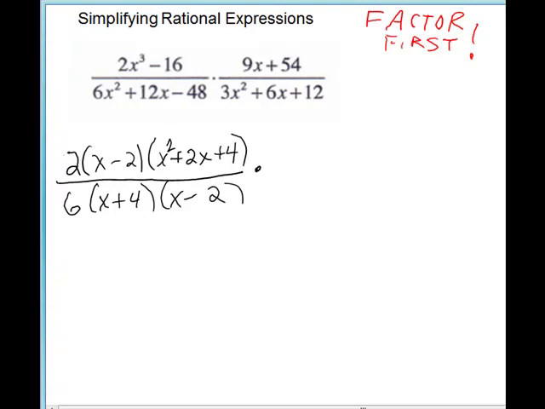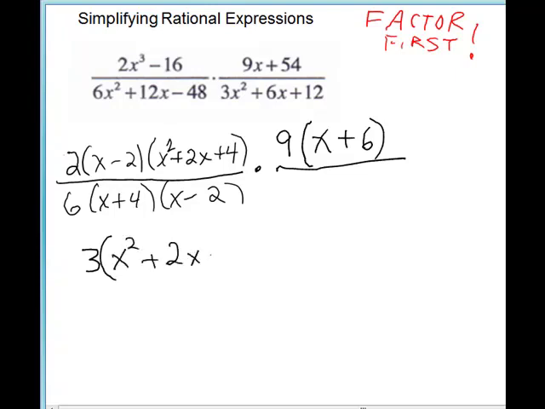Multiplication. This numerator, a little easier to factor, just has a GCF. So take out a 9, and that leaves x plus 6. This denominator, I'm going to go down below. First of all, it's going to have a GCF. It has a 3 in there. So we have a 3, and it's leaving us x squared plus 2x plus 4.